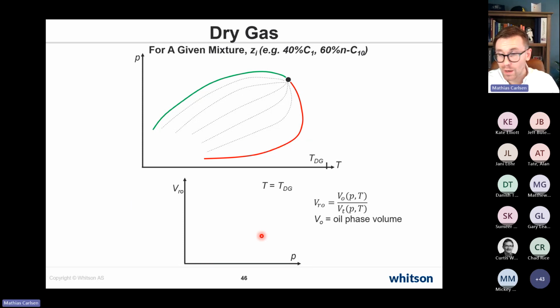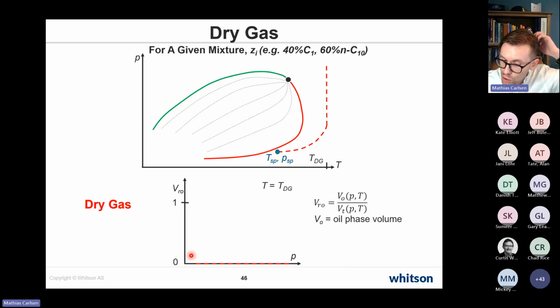And then we're dealing with a dry gas. Same thing in the reservoir, no dew point. But at surface, the surface process is outside of the two-phase envelope. So there's no liquids being produced at surface. Just like with a dry gas and a wet gas, there's no liquids dropping out in the reservoir. So the liquid relative volume is 0.